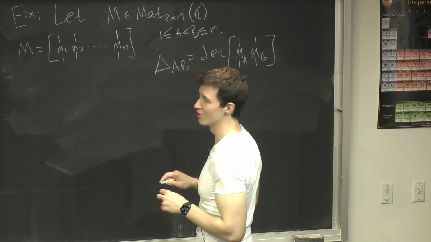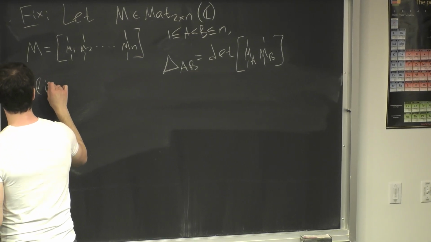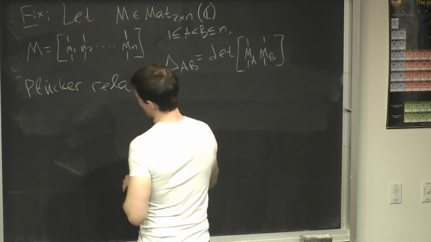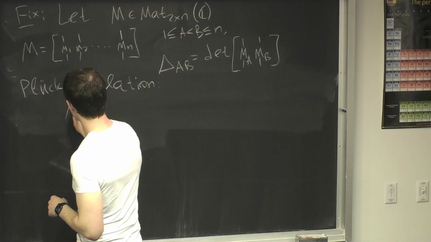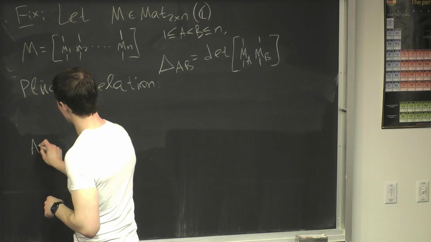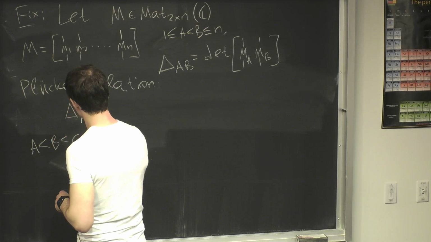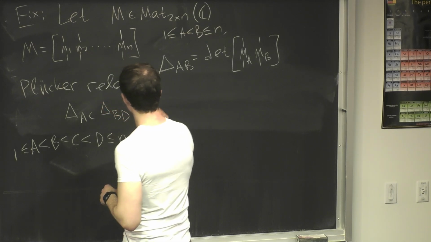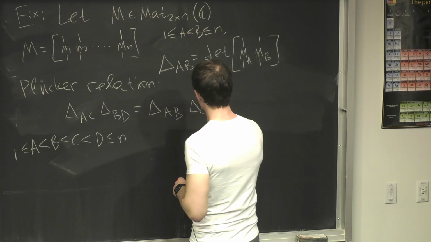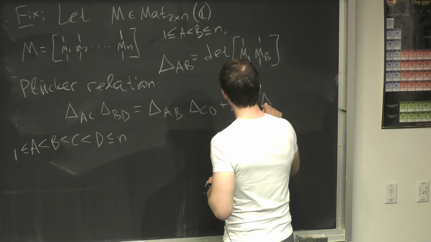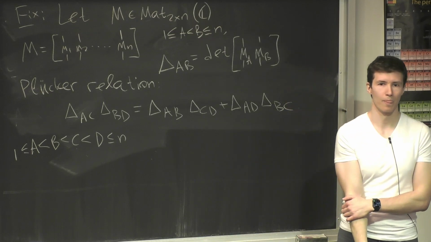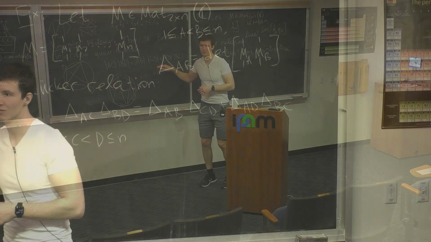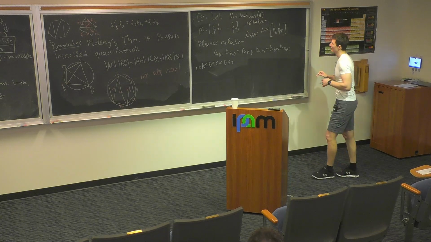So then there's something called the Plucker relation. Just a relation on determinants of a matrix which reads: for any A less than B, less than C, less than D, between 1 and n, delta AC, delta BD is equal to delta AB, delta CD, plus delta AD, delta BC. So in some sense, it's actually a generalization of the Ptolemy relation. But it's sort of more general.